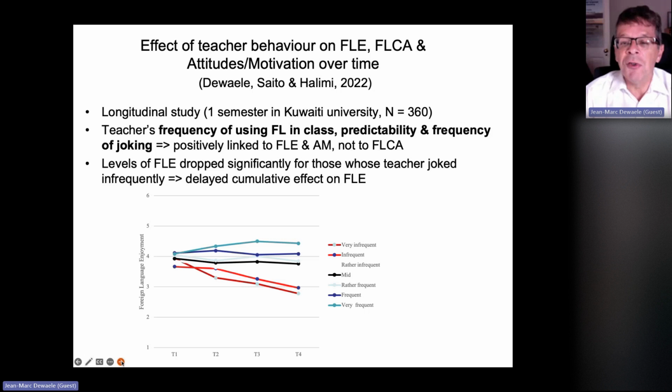But we realized that maybe the teacher that wasn't joking much, maybe was a bad teacher. Maybe it was a teacher who was too authoritarian or didn't like the foreign language very much or felt a little bit insecure in teaching the language and therefore only did grammar or vocabulary stuff, didn't take any risk. So it's always important not to jump to conclusions because causality is always a difficult thing in research.